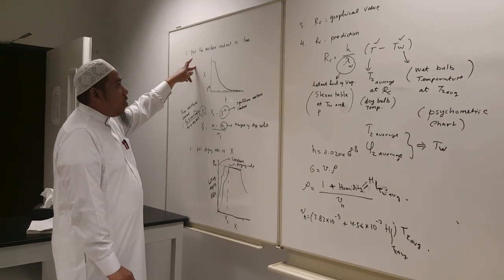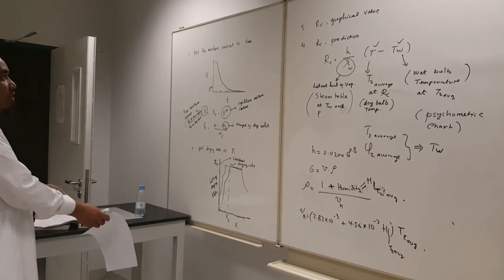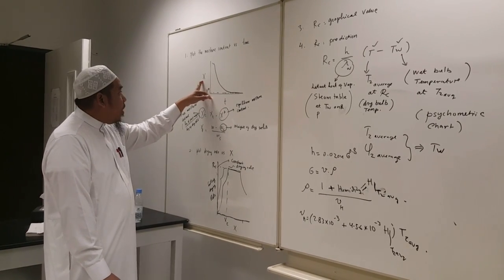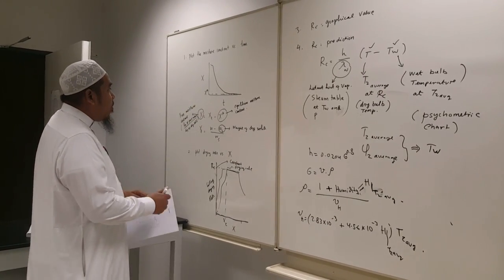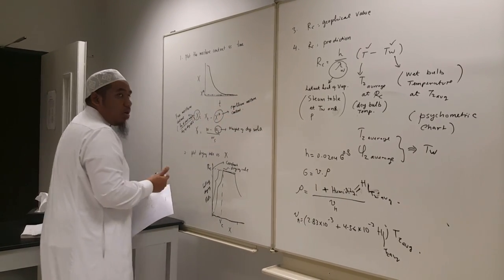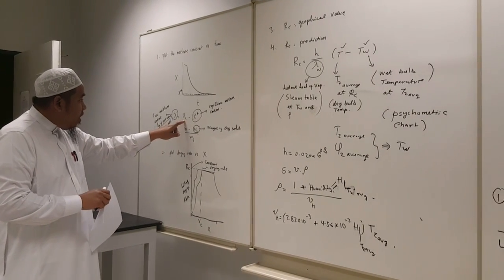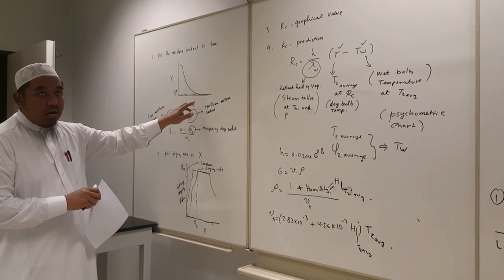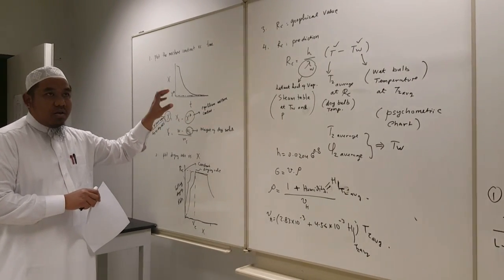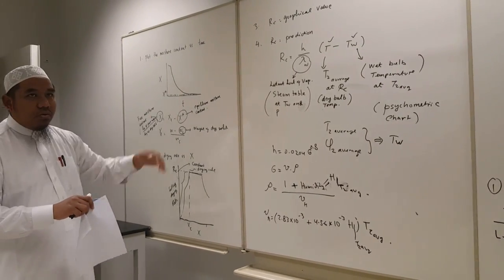What you have to do for calculation, first you have to plot the moisture content versus time, X versus T. From this plot, you will get the equilibrium moisture content. X is calculated from this equation, XT minus X star. What is X star? Equilibrium moisture content, the water that cannot be removed during the experiment.